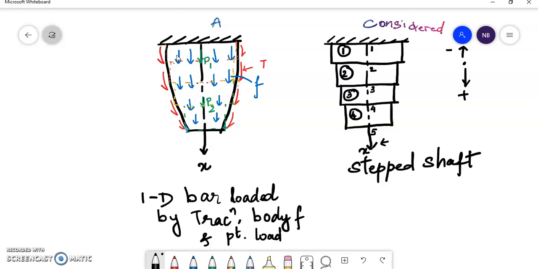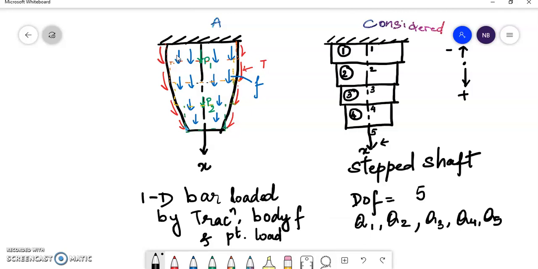The 5-node finite element has 5 degrees of freedom, since each node can move only in one direction, that is x direction. So there are 5 nodes, so 5 into 1. So the degree of freedom of this particular shaft element is 5. The displacements along each degree of freedom are denoted as Q1, Q2, Q3, Q4 and Q5.